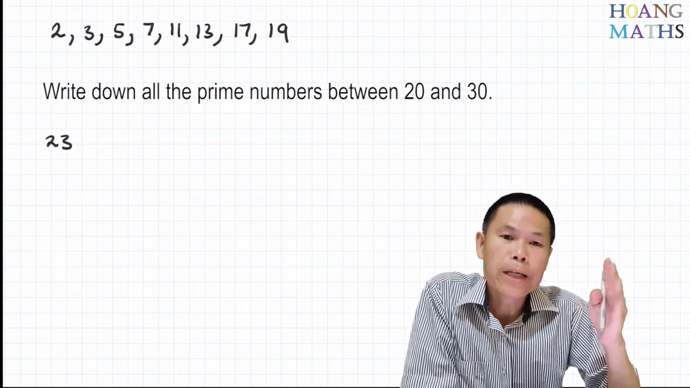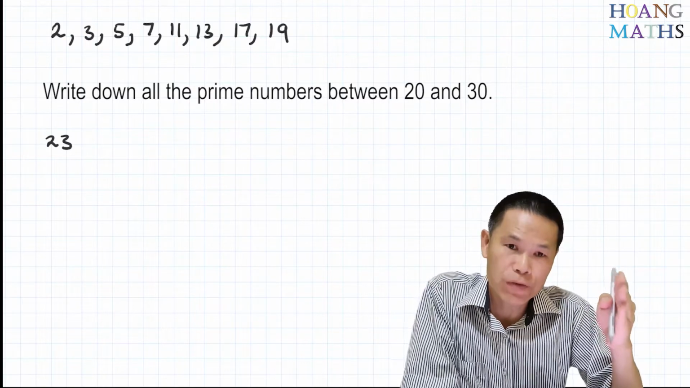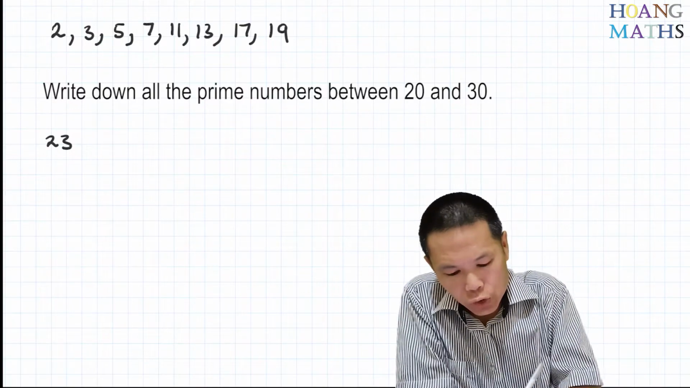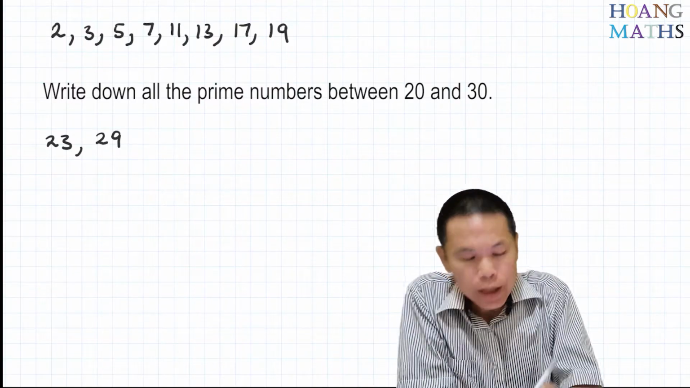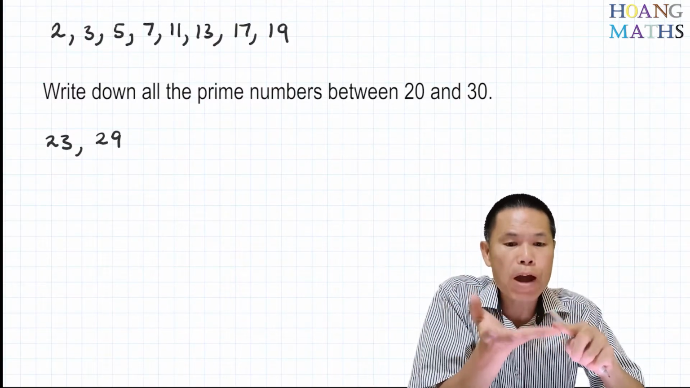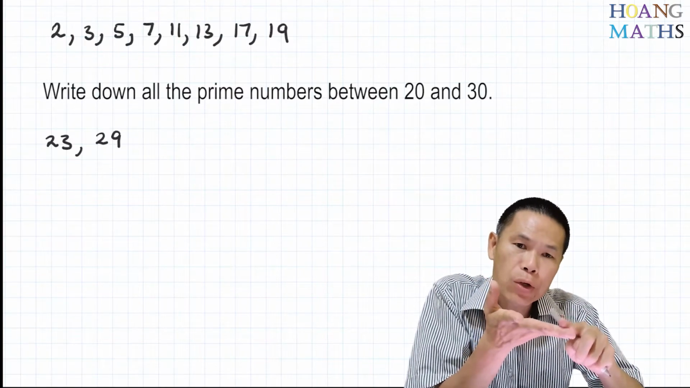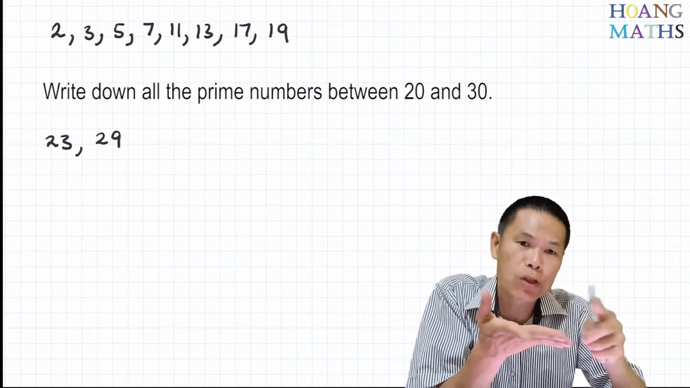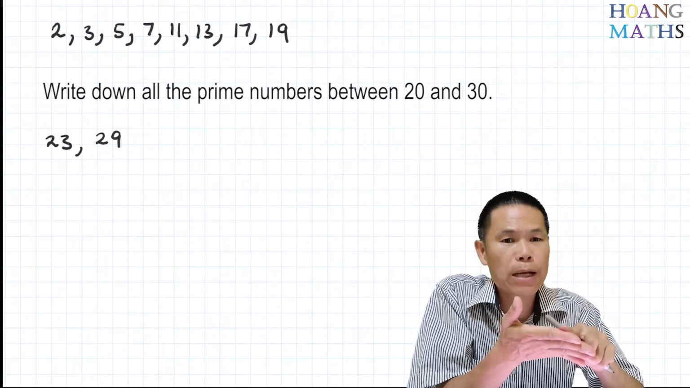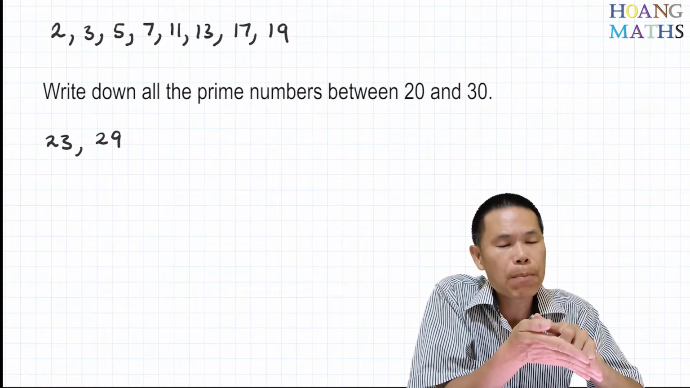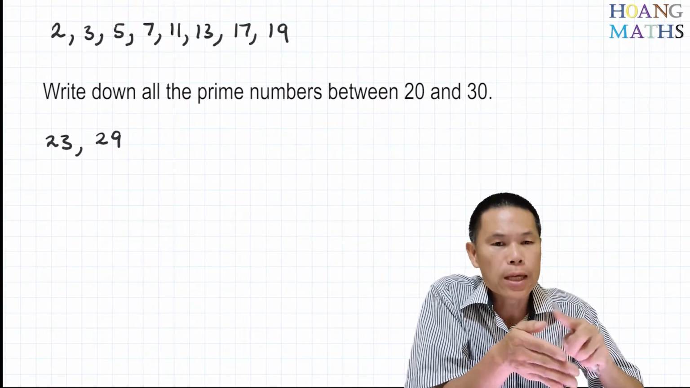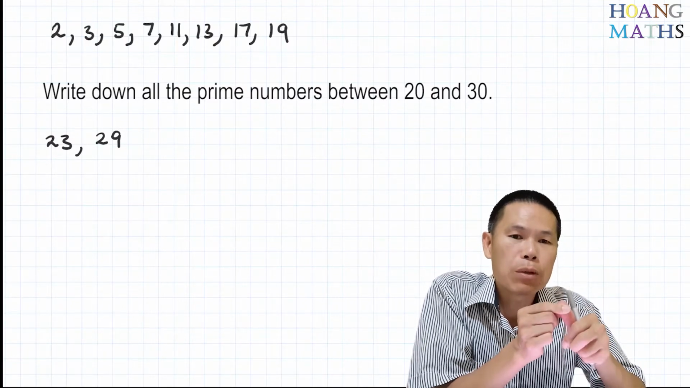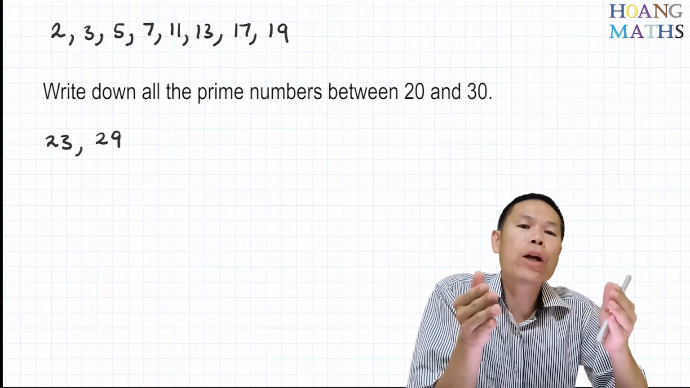Because 21 is not a prime number, because 21 is divisible by 3 or 7, right? So after 23, it should be 29 because 24 is not a prime. 25 is not a prime because it's divisible by 5. 26 is an even number, not a prime because it's divisible by 2. And 27 is divisible by 3 or 9. 28 is an even number, so it can be divided by 2 or 4 and 7. So 29 is the prime number that is just below 30. So I hope you got it correct.